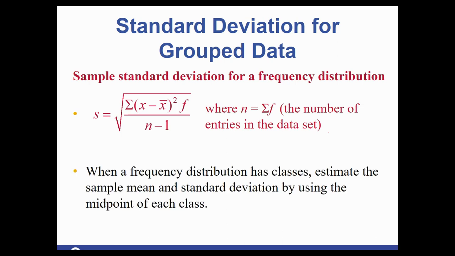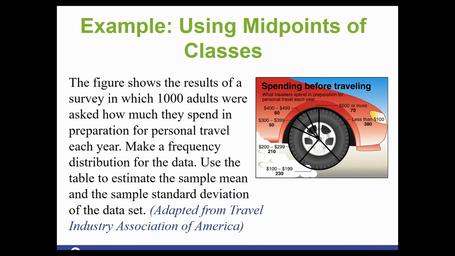So when a frequency distribution has classes, those ranges from one number to another, lower to upper class limit, estimate your sample mean and standard deviation by using your midpoint. You need some way to describe the middle. We need an X value for each.